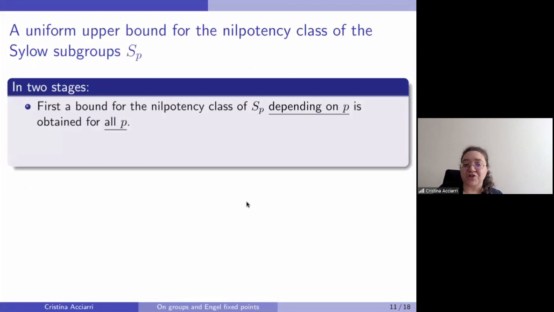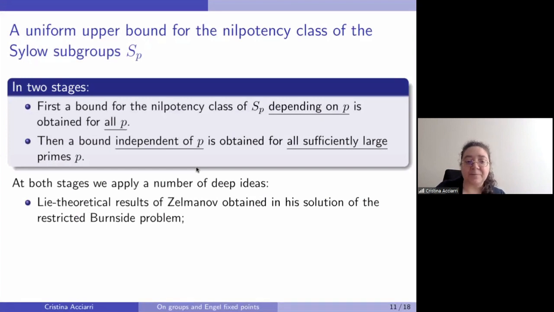So how is this achieved? We want this uniform upper bound for the nilpotency class of each Sylow subgroup in the Cartesian product of our group G. This is achieved in two steps, let's say. The first step is to get a bound for the nilpotency class of each Sylow subgroup, S_p, but this bound will depend on p. And this is obtained for any p involved in G, of course.